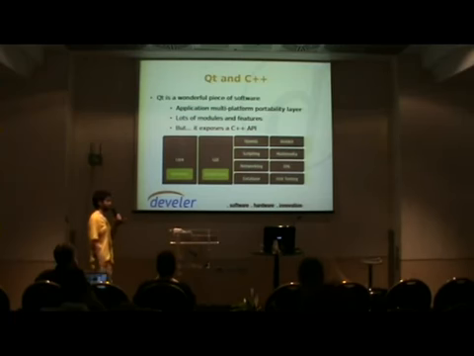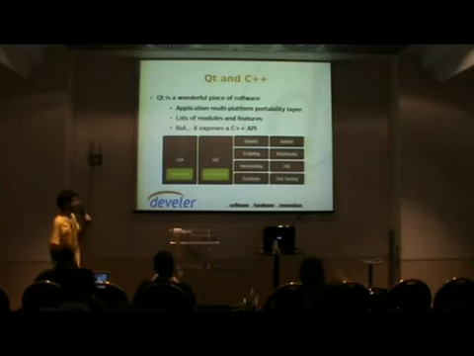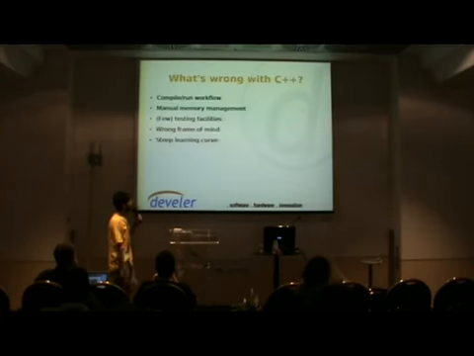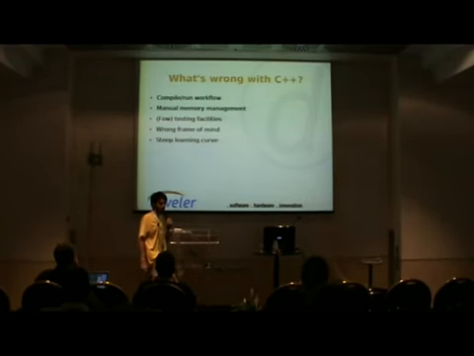It's great. It's tested a lot, and of course it's a stable piece of software with an excellent documentation, but it exposes a C++ API. So what's wrong about C++?